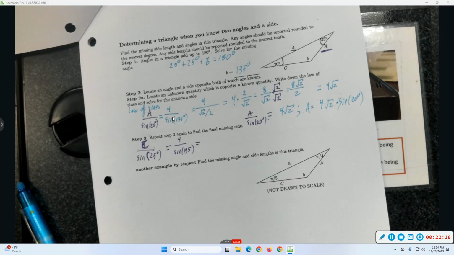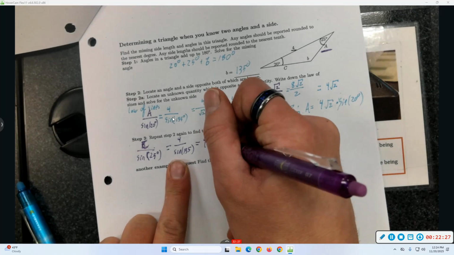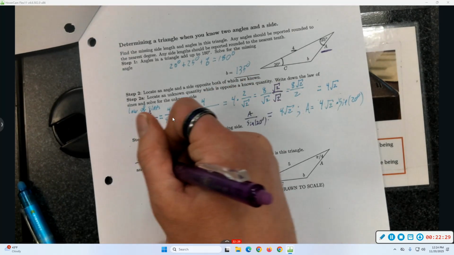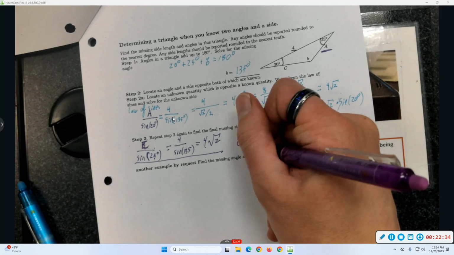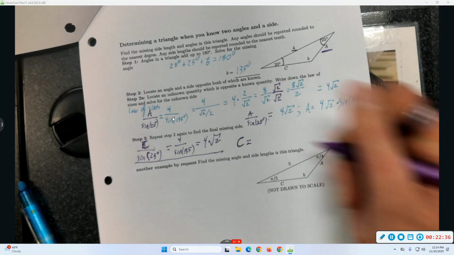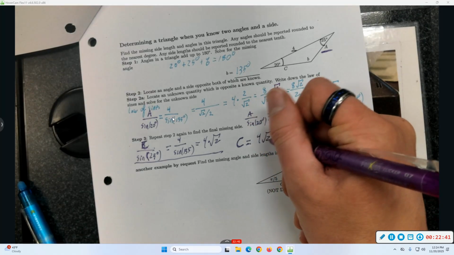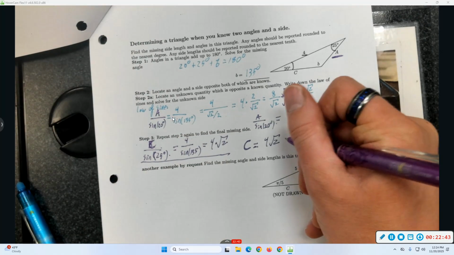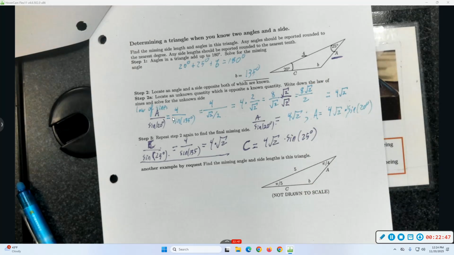People feel good? Let's do it. What did we just simplify 4 divided by sine of 135 degrees to be? 4 over root 2. So this is basically the same equation again. What's the exact value of the side length C? 4 root 2 times sine 25. Yeah, you just need to multiply sine 25 degrees to the other side. That's not bad, right?